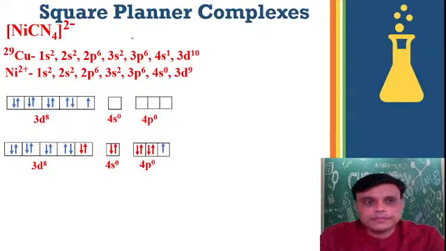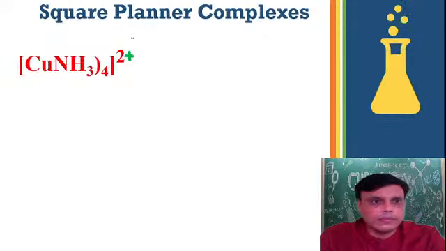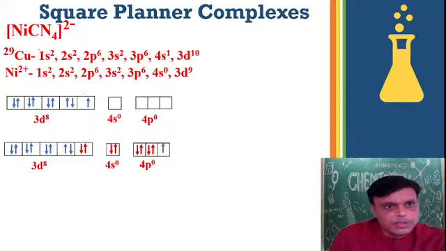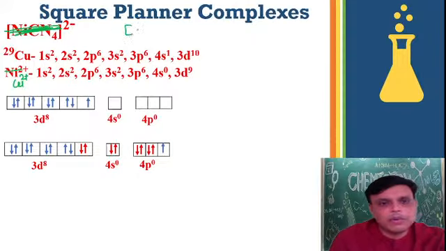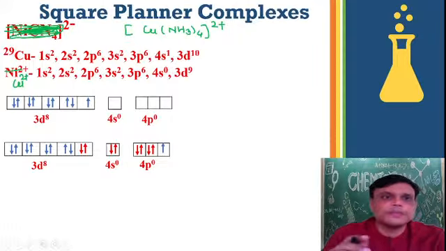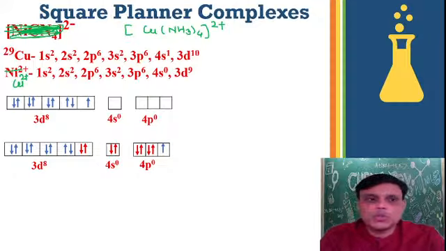Forget about this. This is not correct. Here copper 2 plus is there, and the compound is [Cu(NH3)4]2+. This is from the last slide, but no problem. So the charge on the complex is +2.